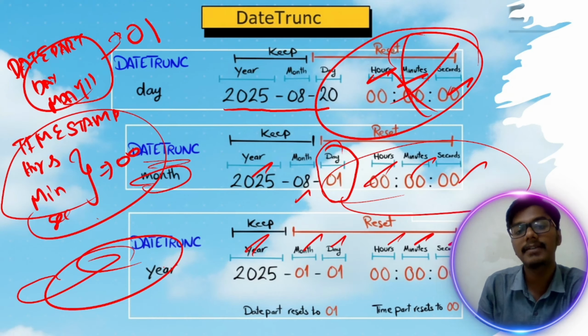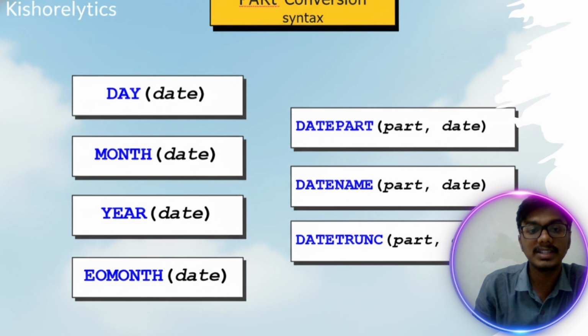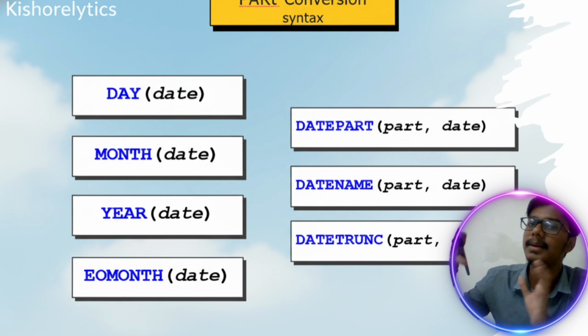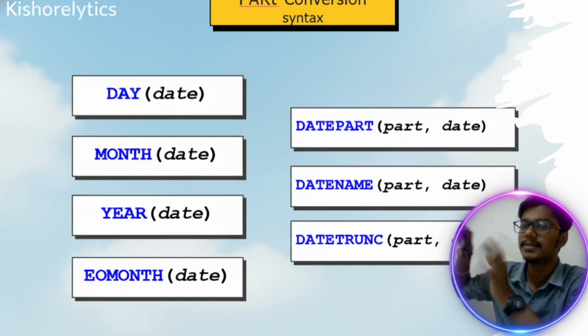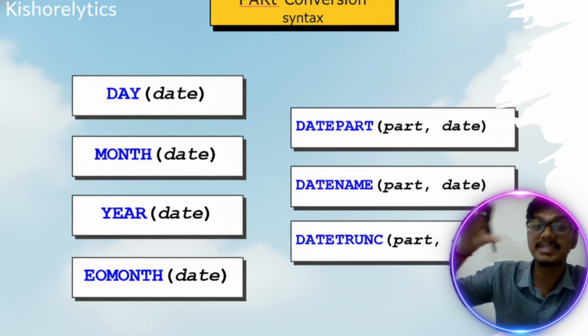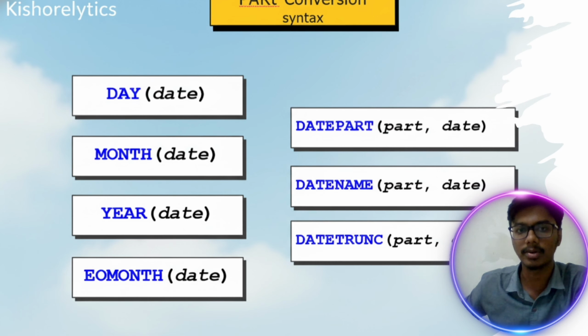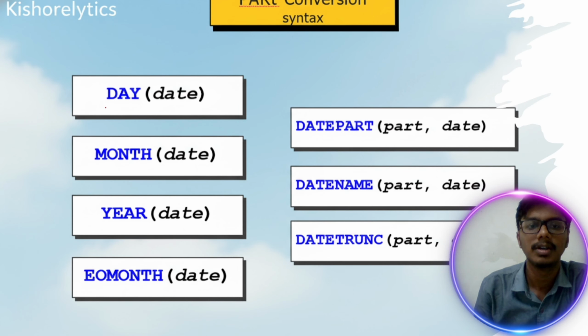So now let's dive into the syntax of these date part conversions. What is meant by the syntax? Syntax is like an instruction, a rule, and we don't want to break the rule. So that's why we have the syntax. This is the normal syntax.